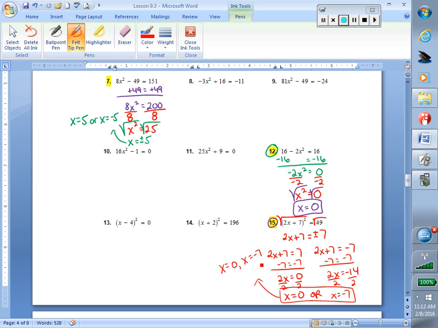When I learned this, I learned to put an or between them. Your textbook puts the comma. I'm okay either way. I don't care which way you guys write it. Just keep in mind that x equals both.